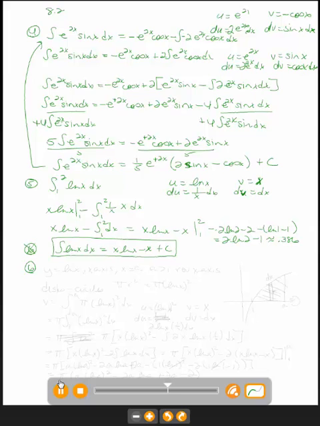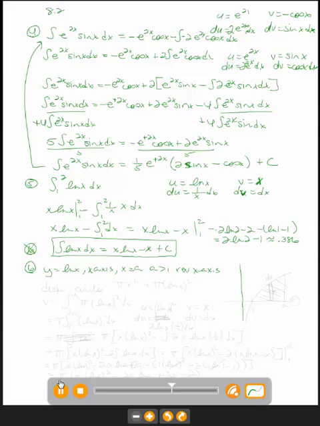Okay, example 6 is going back to the solids of revolution that we were doing before. We did them in Calc 1. And it says, let R be the region bounded by y equals the natural log of x, the x-axis, and the line x equals a, where a is greater than 1. Find the volume of the solid that is generated when the region R is revolved around the x-axis. Okay, so revolved around the x-axis.